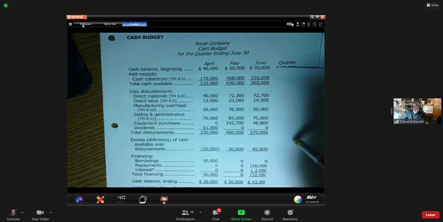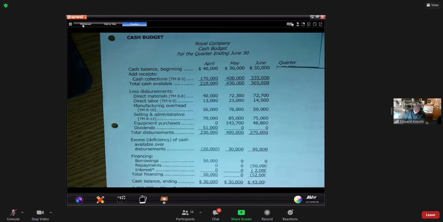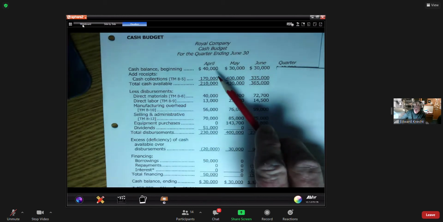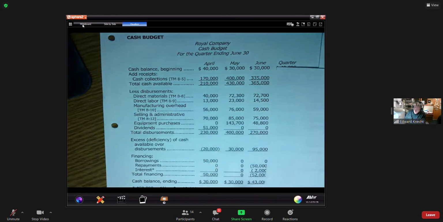So if it's 1% per month, 50,000 is what we borrowed. They said all borrowings are on the first day of the month, and all repayments are made at the end of the month. So at the end of June, 3 full months, 1% per month. We have $2,000 in interest. It's additional cost of doing business, isn't it? So we end up with an ending cash balance of 43,000 for the quarter.